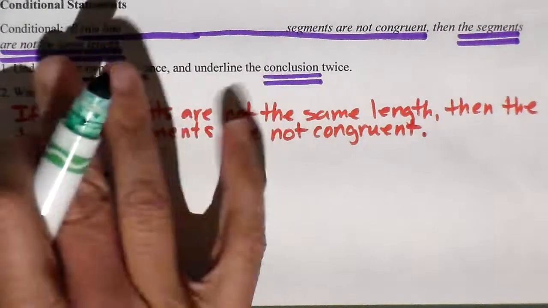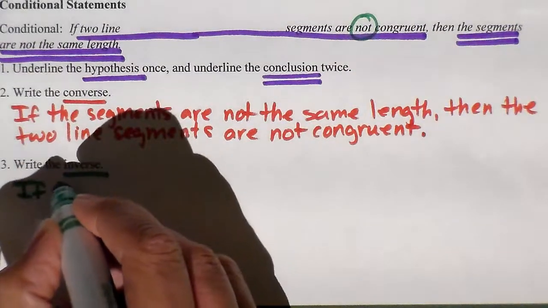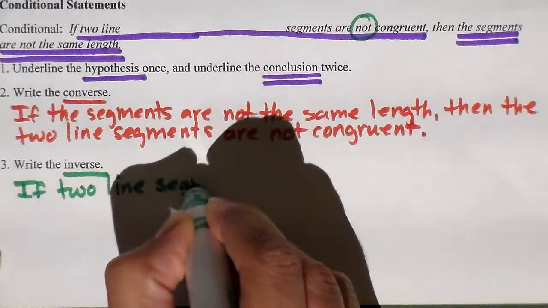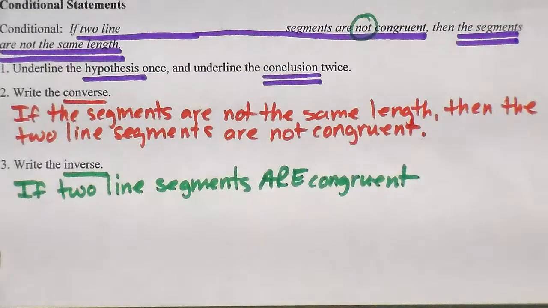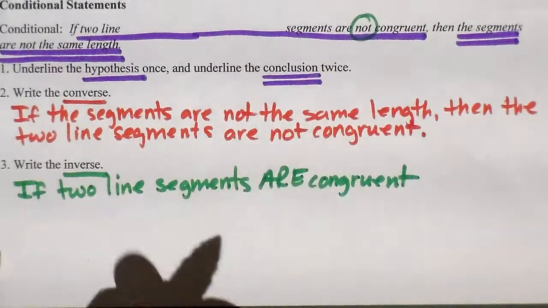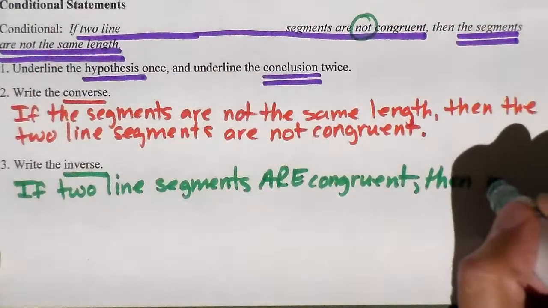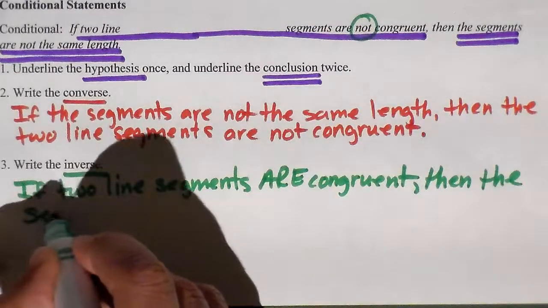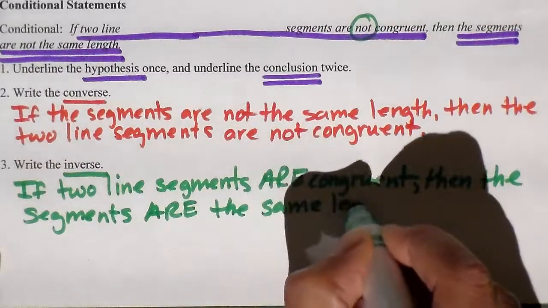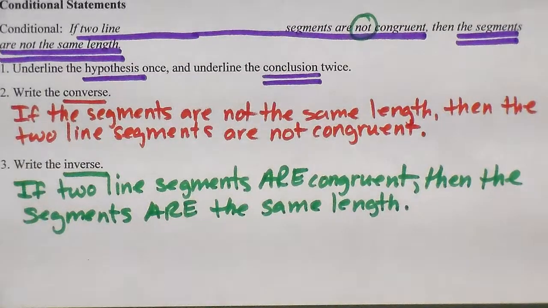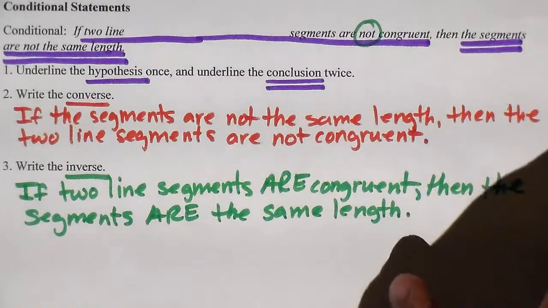So the inverse is going to say, instead of saying if two line segments are not congruent, you see the word not, we're going to say if two line segments are congruent. I changed not to are. But I have to do that for both the hypothesis and conclusion. Then, instead of saying the segments are not the same length, then the segments are the same length. So what I did was I just negated the original statement. The inverse is coming from the original statement.